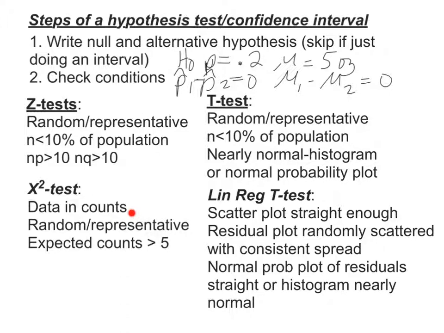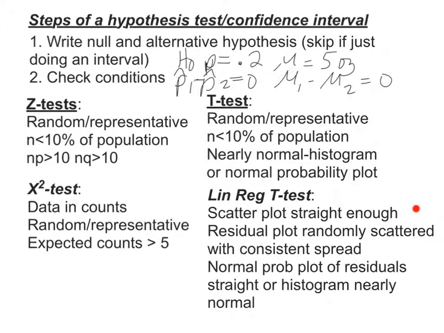Your chi-square test, the data needs to be in counts. You can't use percentages in a chi-square test. You need to convert it to counts. If you're given percentages, again, it has to be random, representative, and your expected counts have to be greater than 5. You find those in the calculator. You find this by multiplying the percentages by the total for a goodness of fit test.